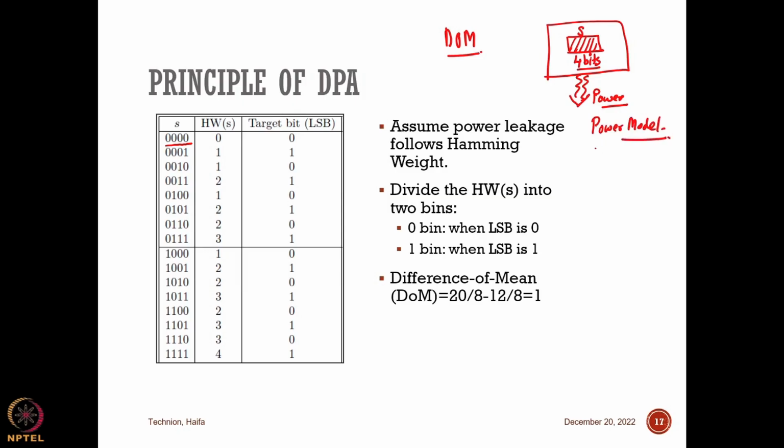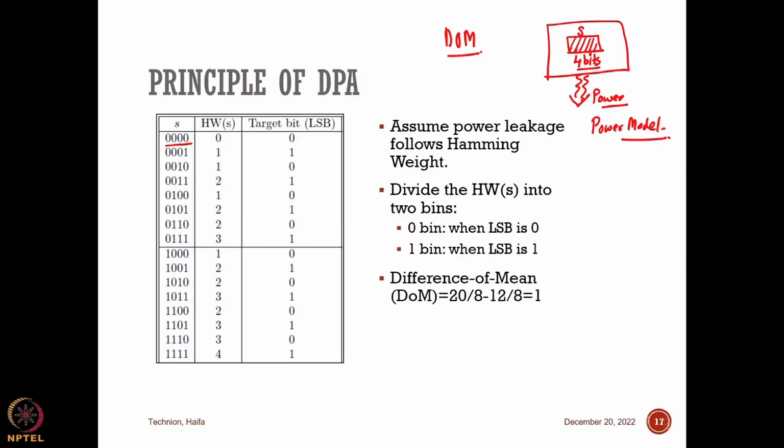A very common power model is the Hamming weight power model. Hamming weight power model means that the power consumption depends upon the number of bits that are 1 in that register. Hamming weight means that if I take an 8-bit number, how many bits are 1 in that 8-bit encoding. So if in a 4-bit number I have 1010, then its Hamming weight is 2. If it is 0010, then its Hamming weight is 1. If the bits are all ones, like 1111, then its power consumption is maximal, but if it is 0000, then its power consumption is minimal.